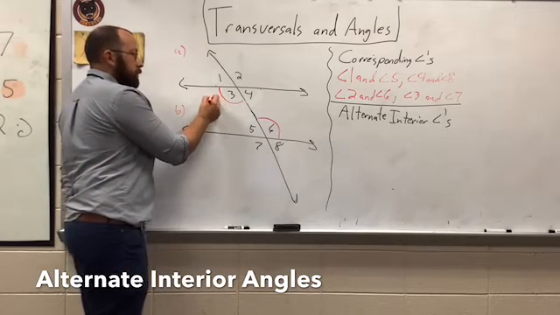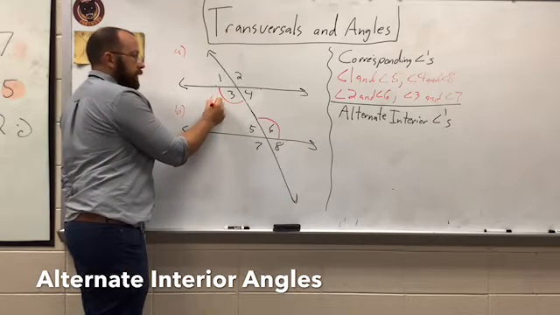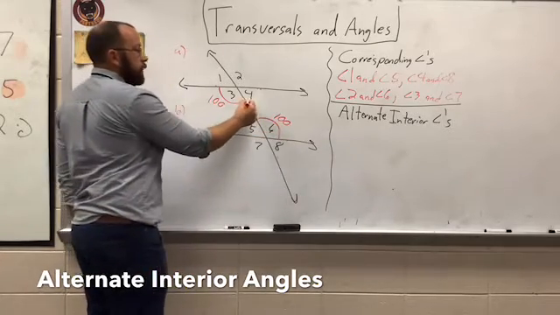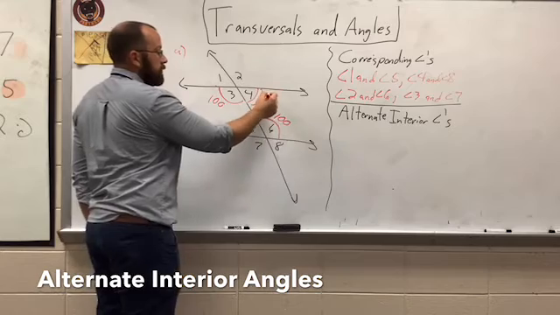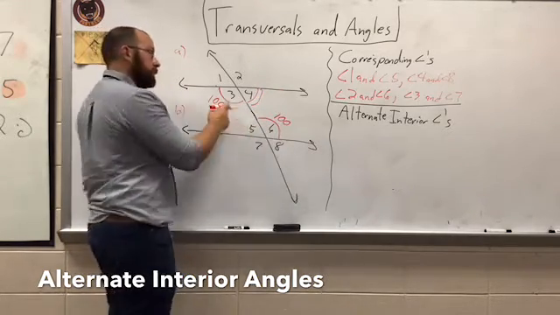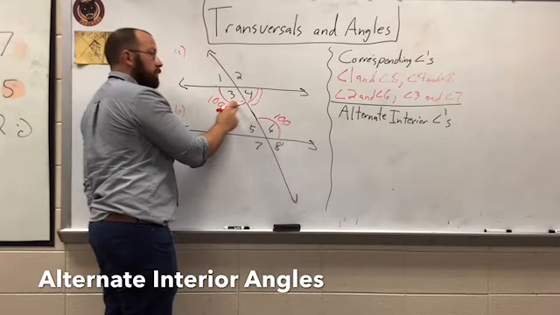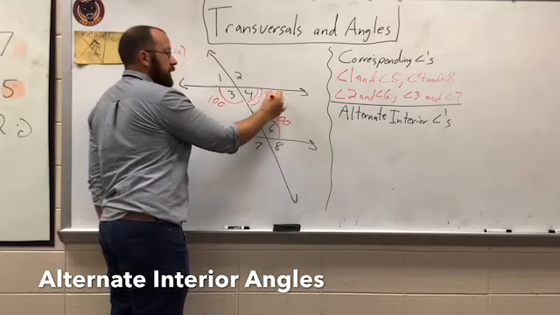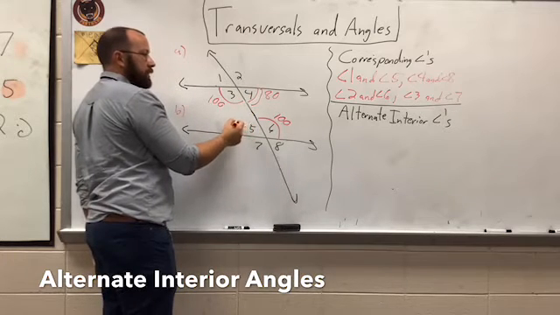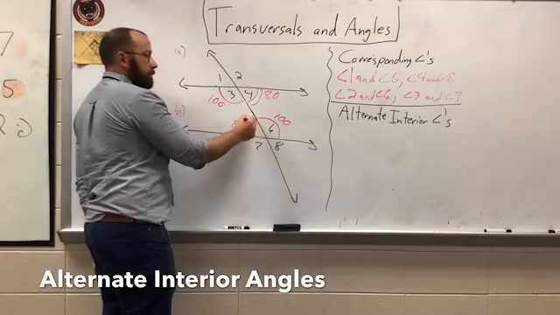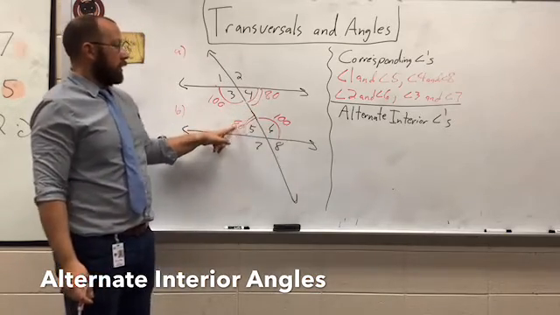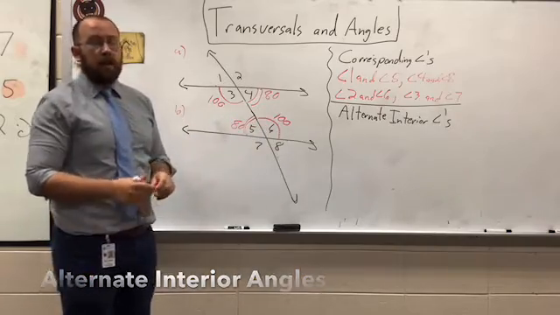So if 3 equals 100, 6 equals 100. Same thing with 4. Since that's 100, what we learned about supplementary angles, and 3 and 4 are supplementary angles. So if this is 100, this is 80. So 4 is 80. What is 5 as an alternate interior angle? 80. These are called alternate interior angles. They are congruent.